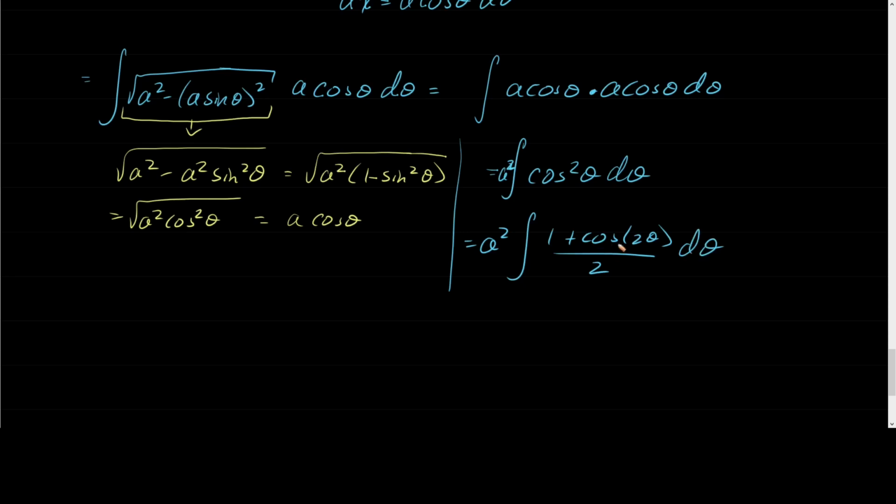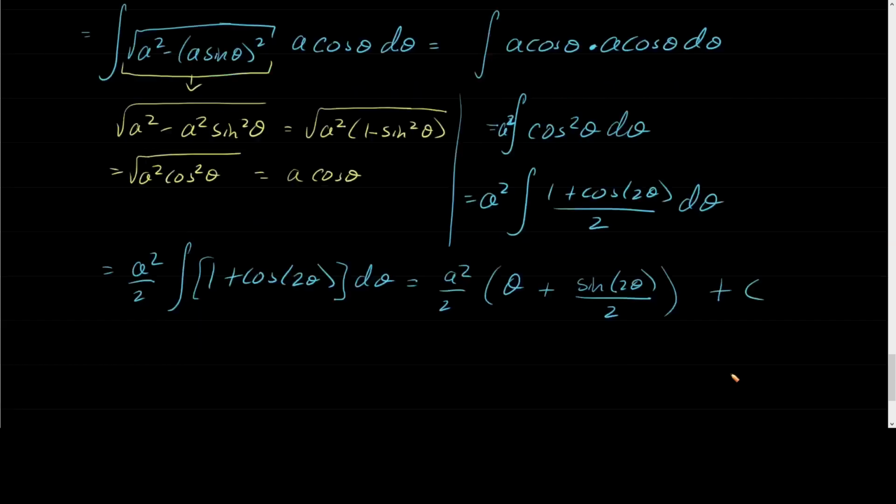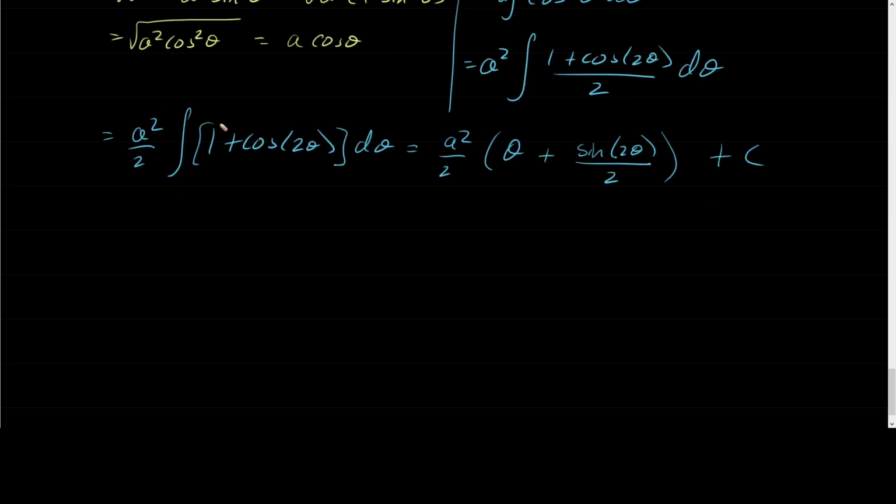All right, I can pull that over 2 out, right? And what I have here really is just a squared over 2 times the integral of 1 plus cosine of 2 theta d theta, giving me a squared over 2 times theta plus the integral of cosine is sine, so sine of 2 theta over 2. That's technically a U substitution problem, but you put it over 2. Technically, we're going to say here plus c, right? Because here I was on an unbounded integral, which is why I do the plus c, an indefinite integral.